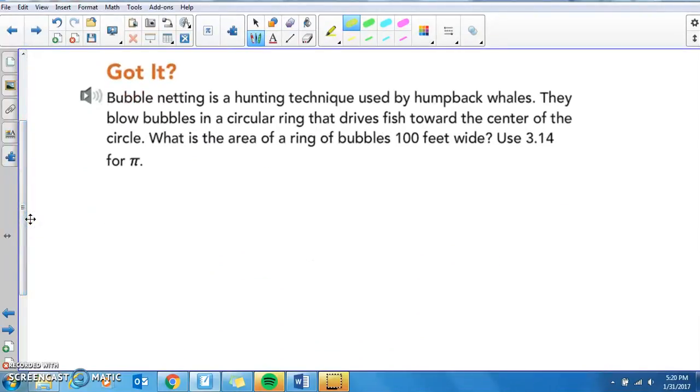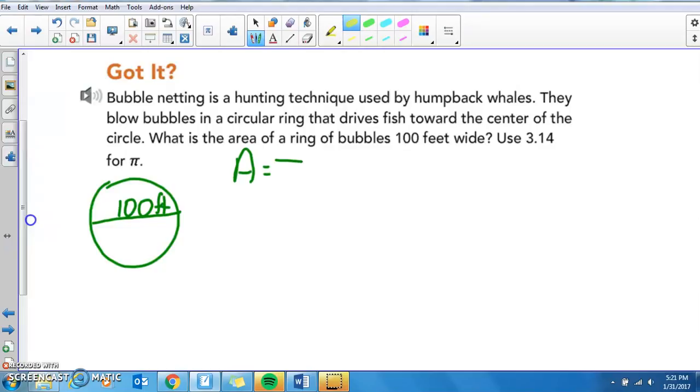Bubble netting is a hunting technique used by humpback whales. They blow bubbles in a circular ring that drives fish toward the center of the circle. What is the area of a ring of bubbles 100 feet wide? Use 3.14 for pi. So what I would do is I would just draw a circle here. It says, what is the area of a ring of bubbles 100 feet wide? So here's our ring of bubbles. That's how wide it is, 100 feet.